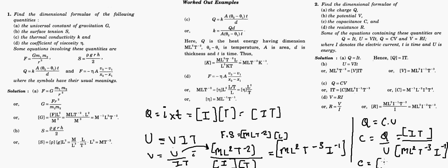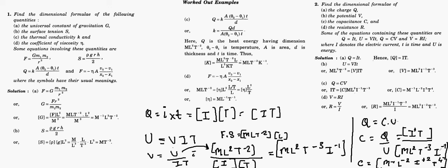So finally we'll have M inverse, because M is in the numerator. Overall L will be raised to power minus 2, because L raised to power 2 is in the denominator, so it becomes minus 2. I will be I raised to power 2, because if I raised to power minus 1 is there, it becomes plus 2. And T will be T raised to power 4. So overall the dimension will be M inverse L raised to power minus 2, I raised to power positive 2, T raised to power 4. Got it? I hope this is clear to you now.